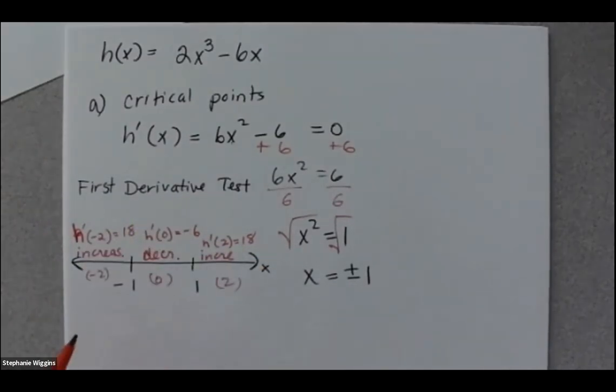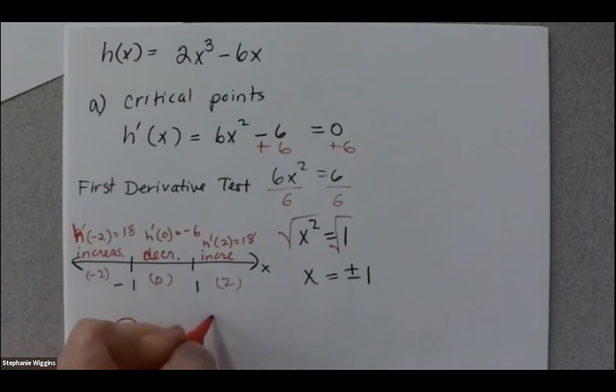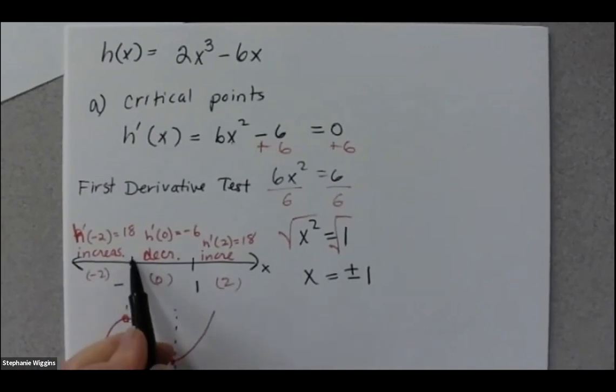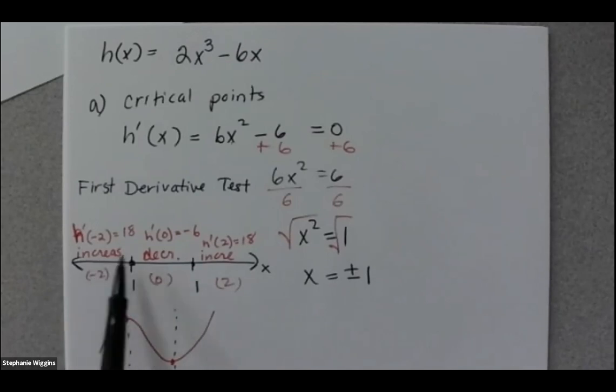So what you have here is it's increasing, then decreasing, and then increasing again. So you have a max and a min. The maximum occurs at -1, and the minimum occurs at 1. So these are the critical points, where the max and min are located. Because you're going up and then down, this is a maximum, and then you go down and then up, that means this is a minimum.